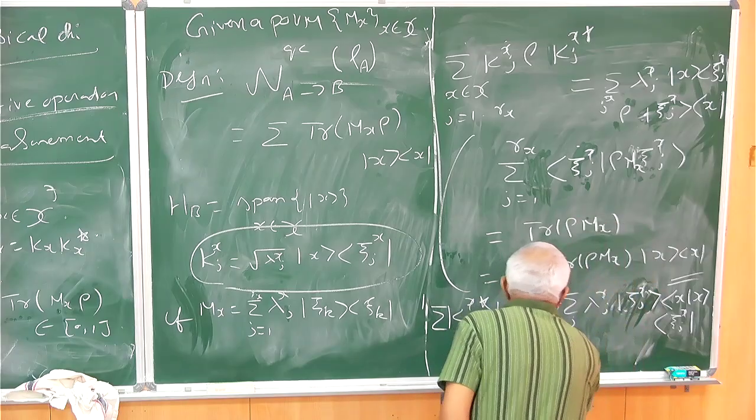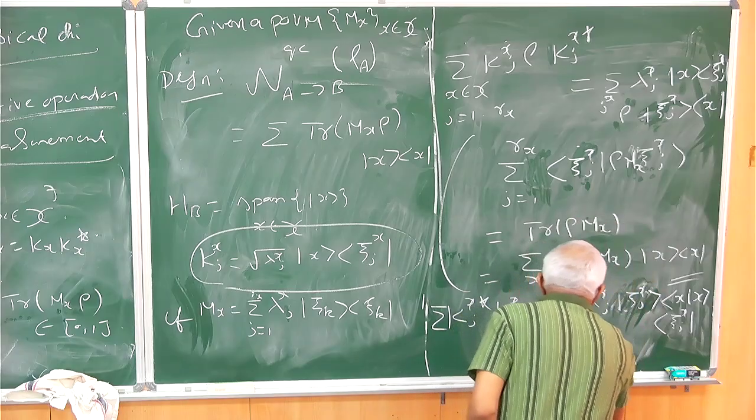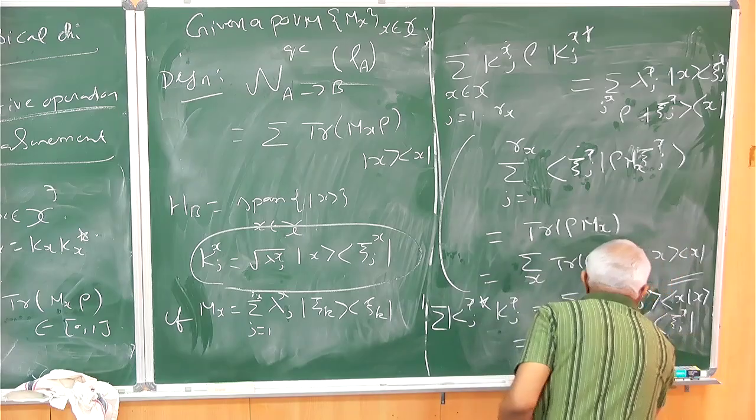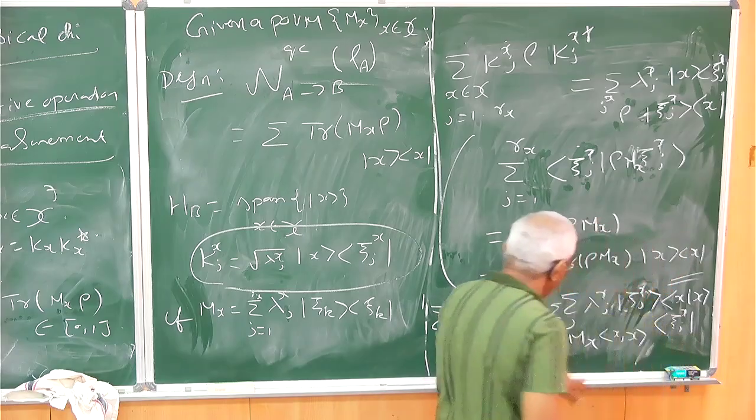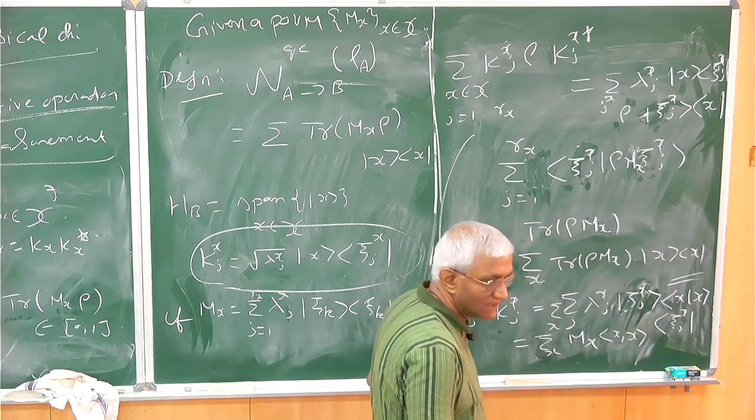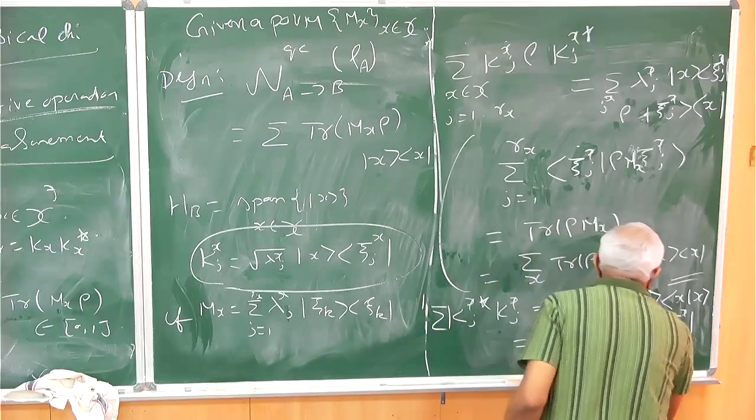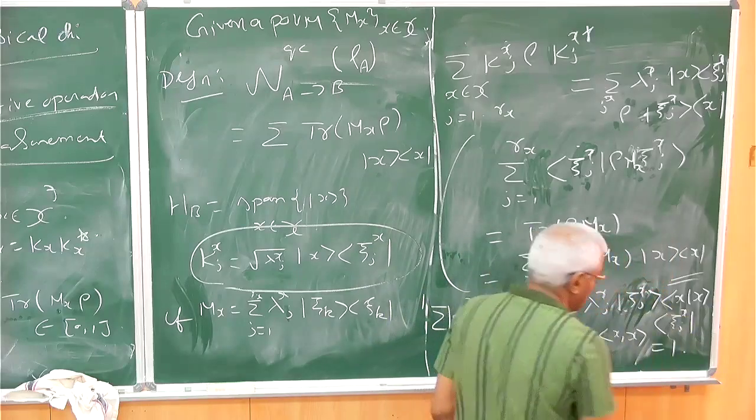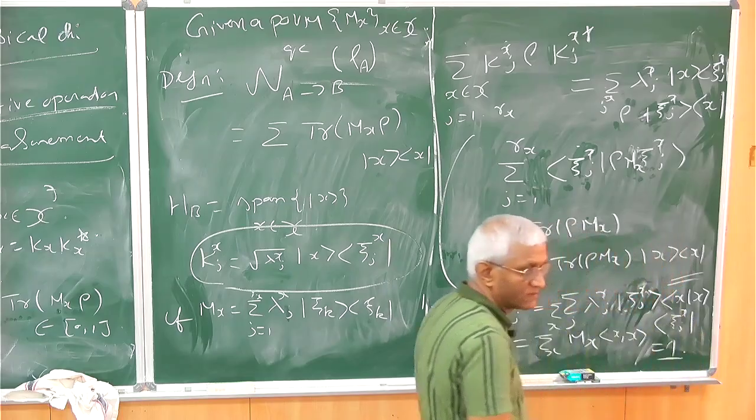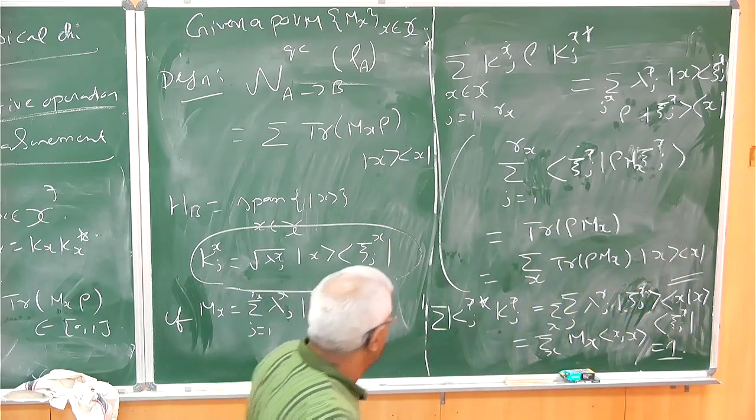This is equal to summation over x, mx times xx, which is 1. So a summation of mx only, that is equal to 1, operator 1. The 1 is the operator 1, identity. So because of that. It's clear, no?